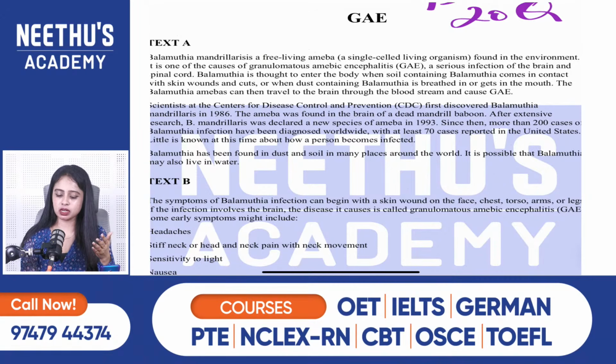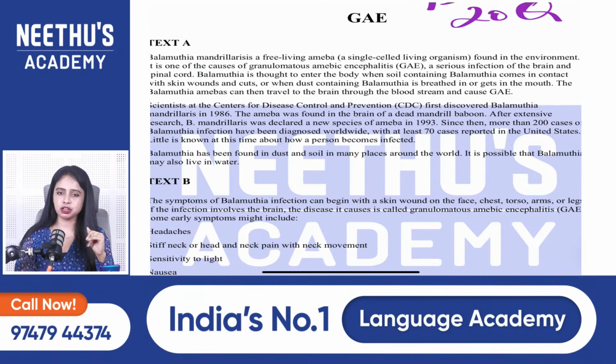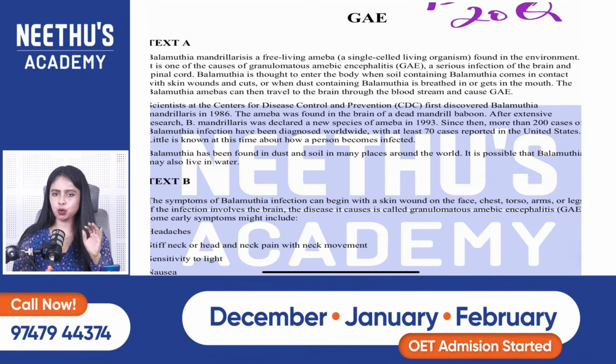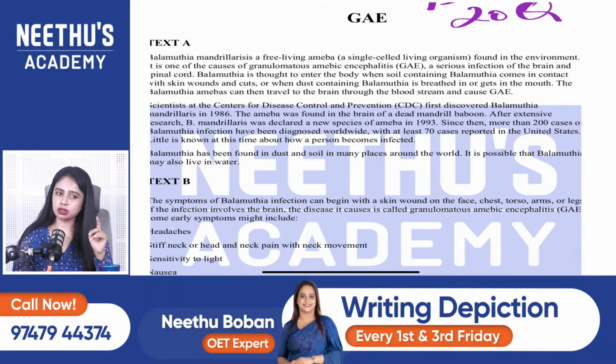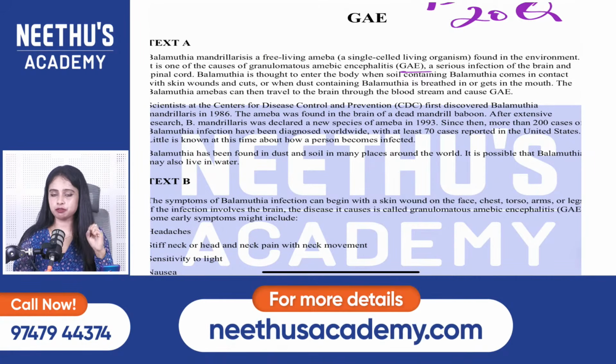Maybe the name of a disease condition like this, GAE. I mean, that is an abbreviated form. So maybe the name of a country, name of a procedure, medicine. Whatever names they have mentioned, underline all the names. Then underline all the abbreviations, for example, this. Short forms.